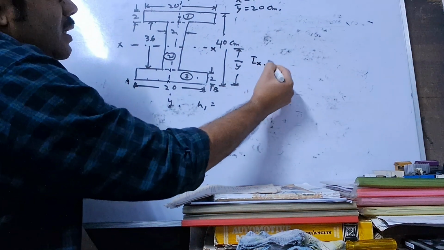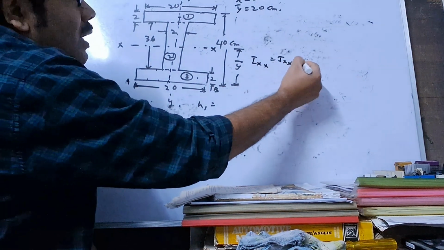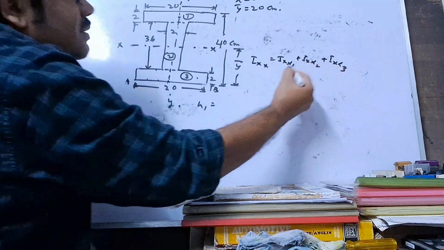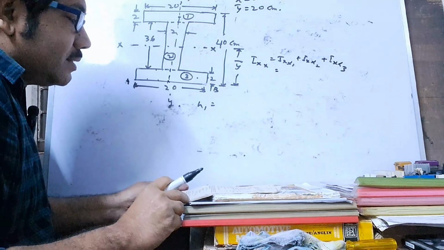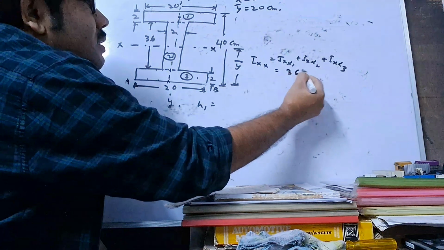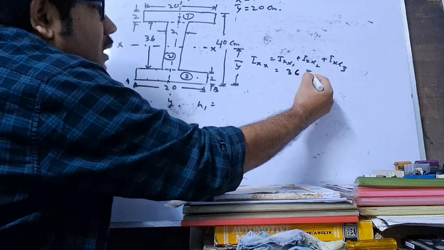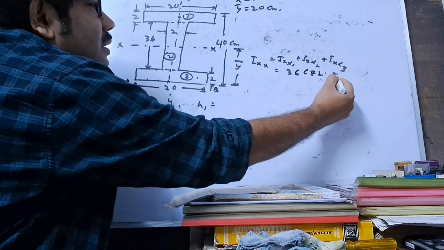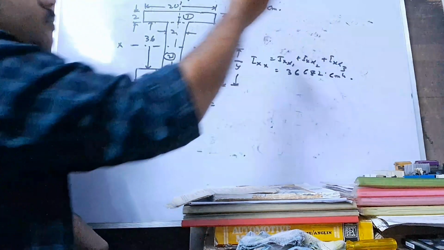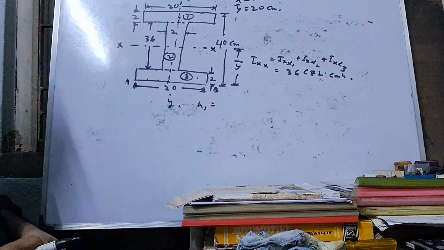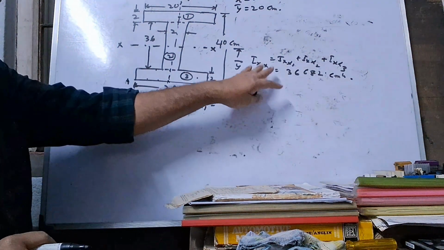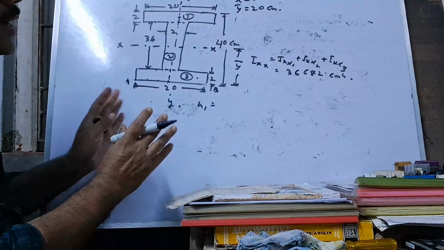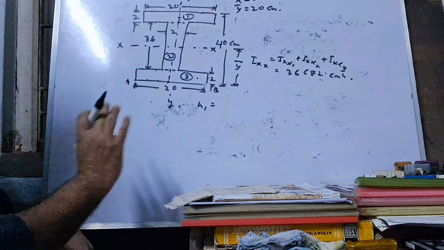For the whole section, this is Ixx1, Ixx2 and Ixx3, the summation, and this answer will be 3682 point something. This is centimeter to the power 4. In this way you have to calculate Ixx.